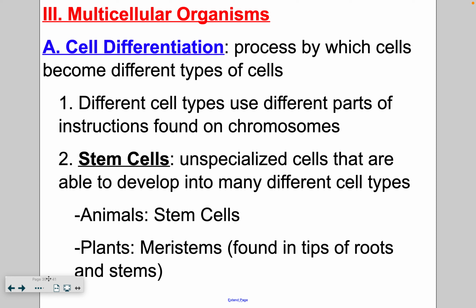Now, multicellular organisms are made up of many cells, and all of those cells work together to carry out a specific job. Some of them do have organelles, but the main thing is thinking about the organism as a whole. So there's a process that occurs in multicellular organisms called cell differentiation, the process by which cells become different types of cells. And different types of cells use different parts of instructions found on chromosomes.